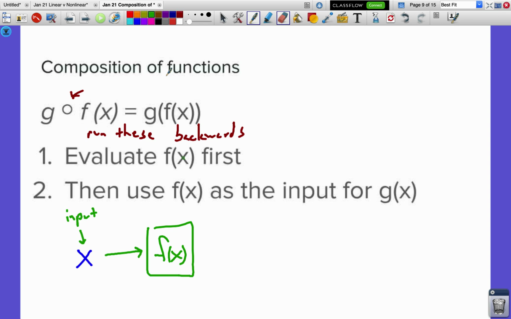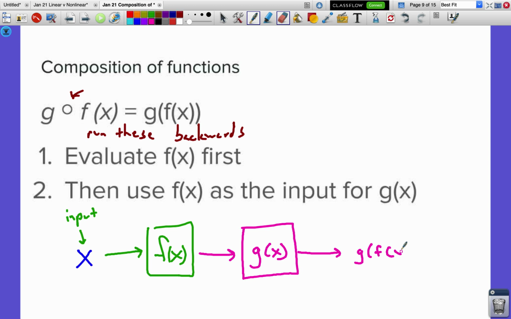The first mathematical machine. That would give us some number. We call that number f of x, but it's just a number. We take that number, and then that is now the new input for g of x, which gives us then our final output, g of f of x. And we write it like that because f of x got ran first. So you can't even run g of x because you don't know what its input is. Its input is f of x. And that's our output.